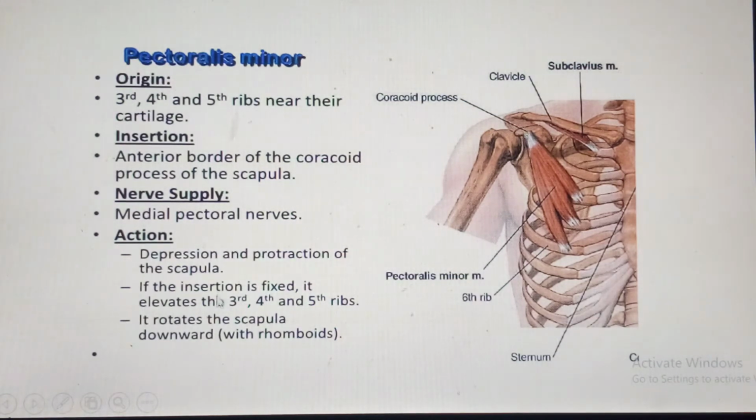Now apart from that, if the insertion is fixed, because I told you that usually if you want to look at the action of the muscle, look at its insertion point, then it will help in elevation of these ribs, and therefore during forced inspiration, it will be very relevant to help increase intrathoracic volume. It will also help rotate the scapula downwards, alongside the rhomboideus muscle that we've seen.